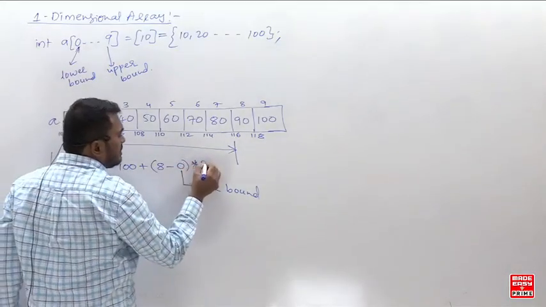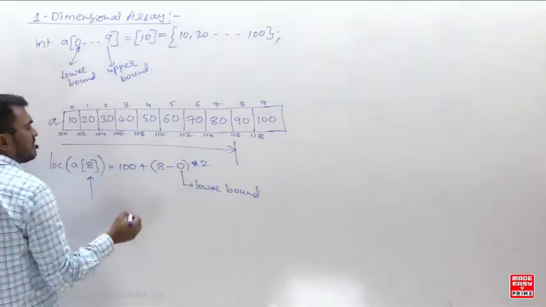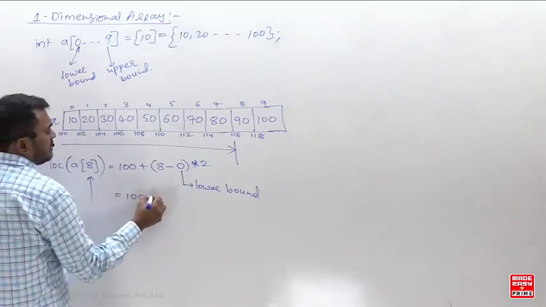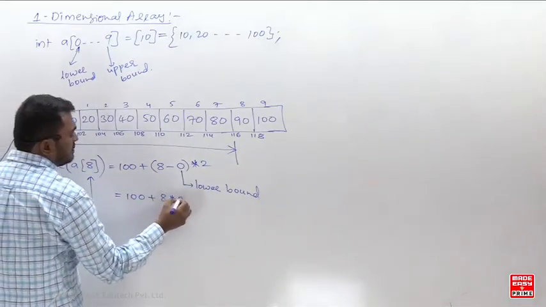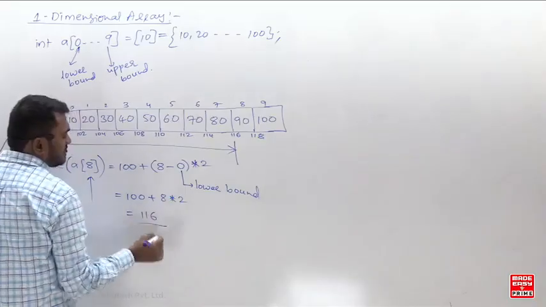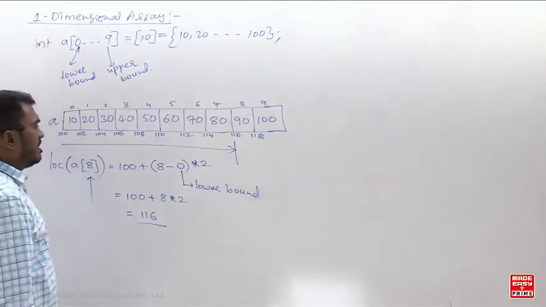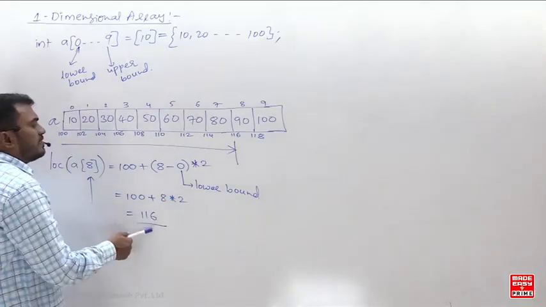And next, the size of the element will be 2. So that is 100 plus 8 into 2. How much is that? 116. Copy this. This is how you are going to find out the location.